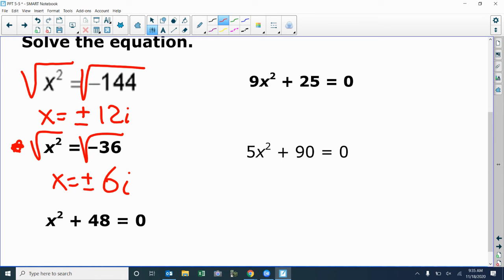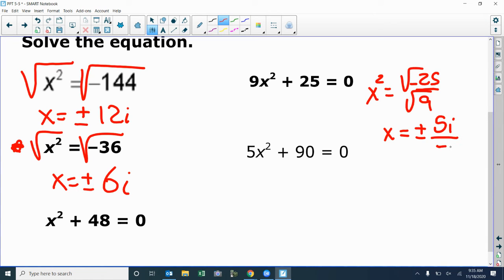All right, take the 25 over here, I'm gonna have x squared equals negative 25 over 9. Those happen to be perfect squares, don't they? So x is equal to plus or minus. Taking the square root of both these, I'm gonna get 5i over 3. Negative 25 over 9 would be 5i over 3. How are we feeling there, okay?